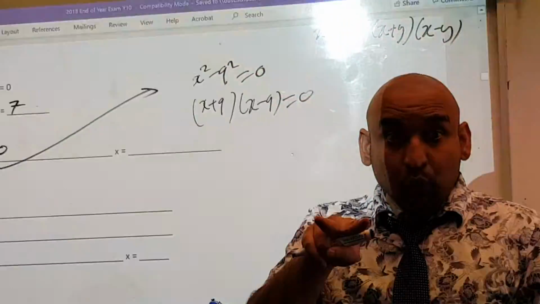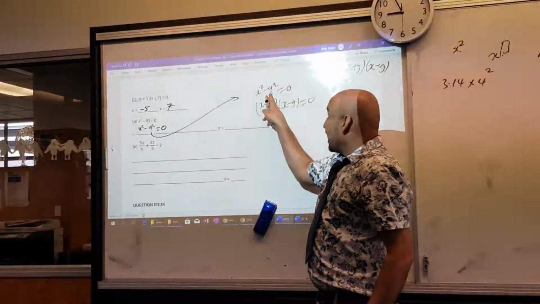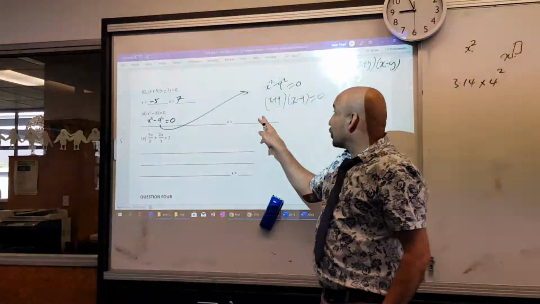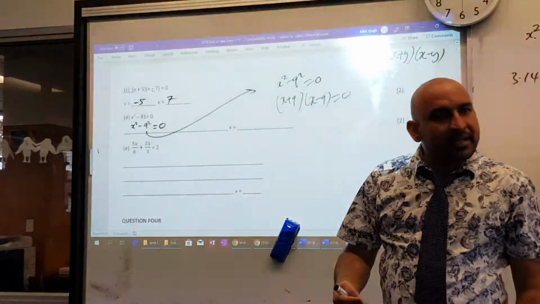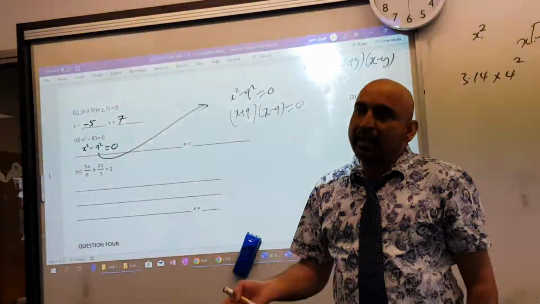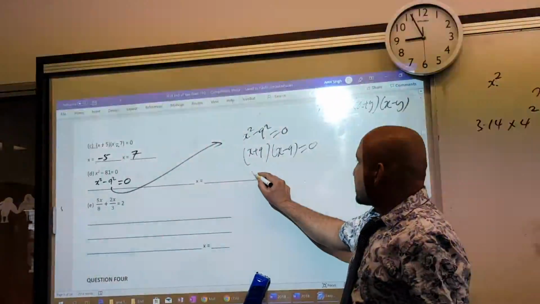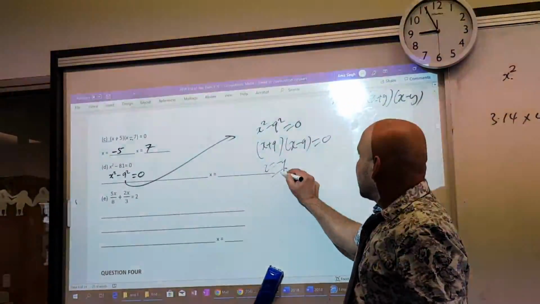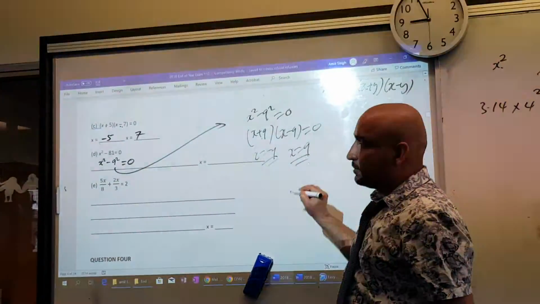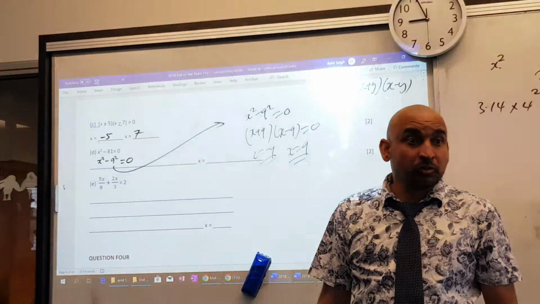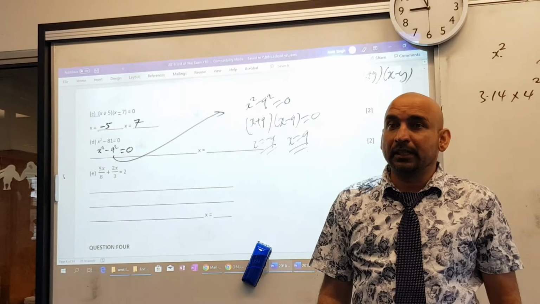If you have two squares separated by a minus sign, you could write them in this pattern. x squared minus 9 squared is x plus 9, x minus 9. Final answer, x is equal to minus 9, because plus 9 will be minus 9, and minus 9 will be 9. Cool? Right?